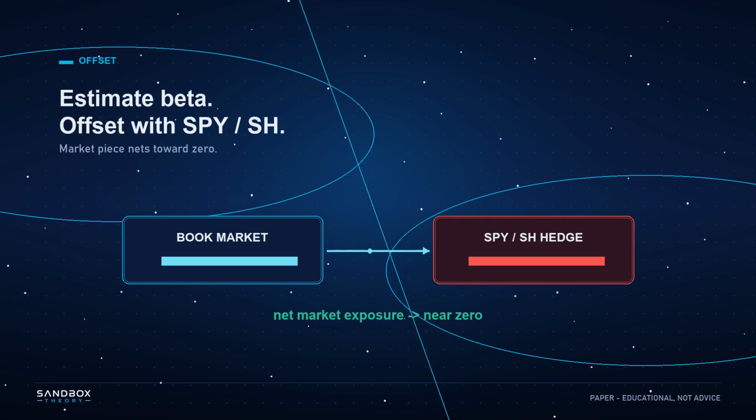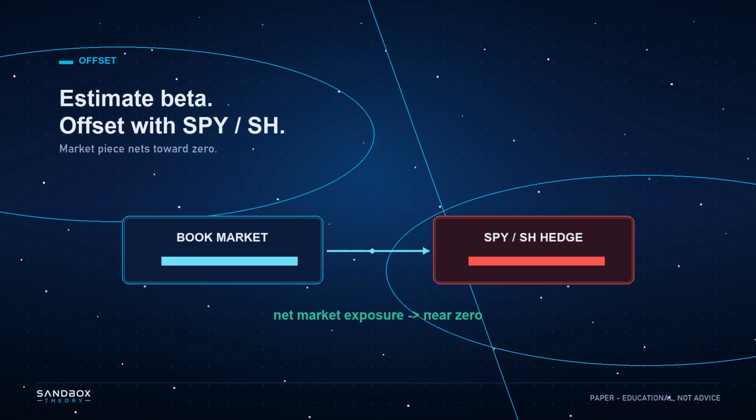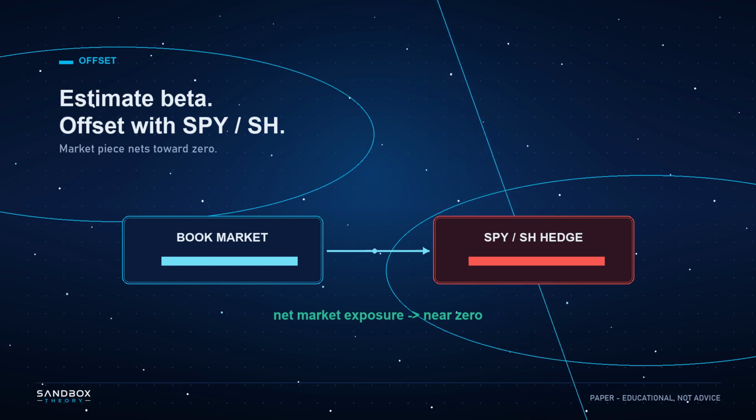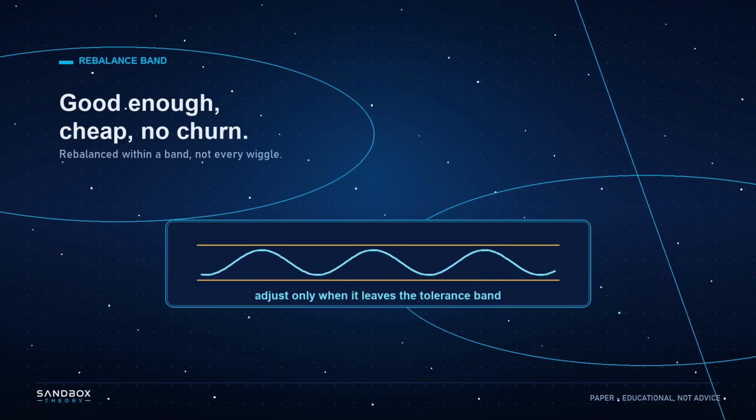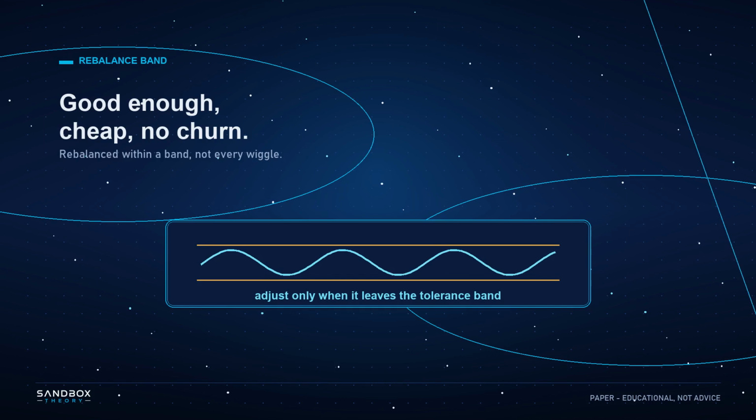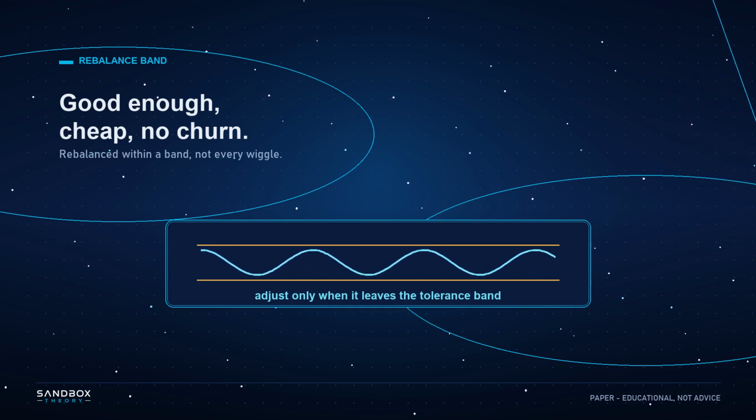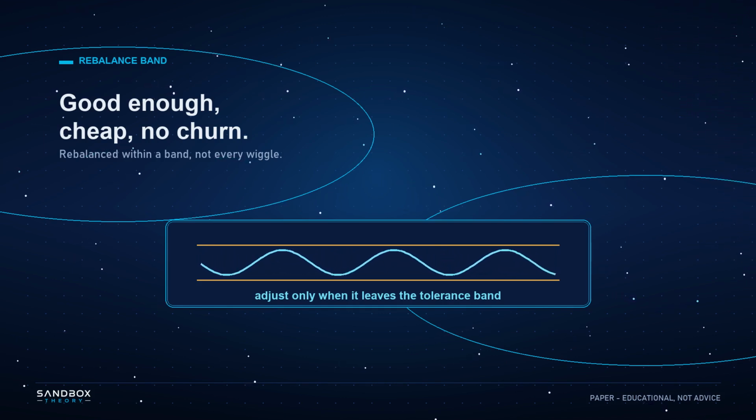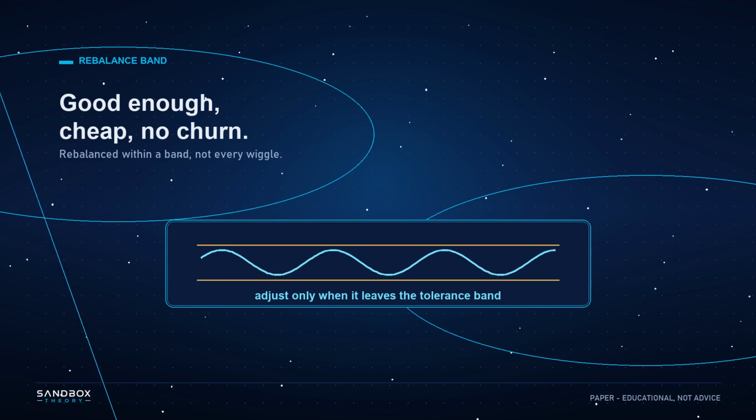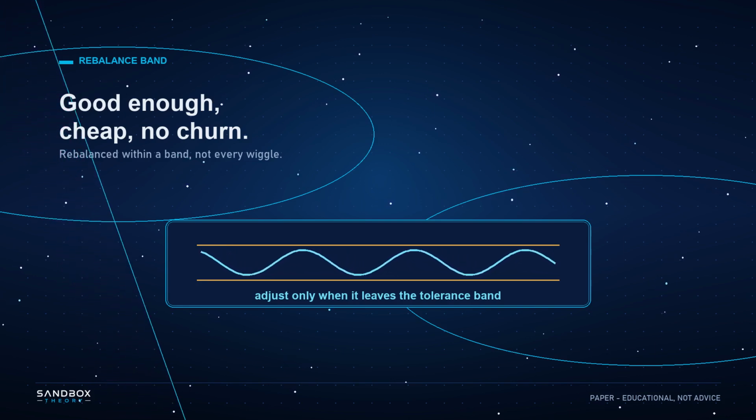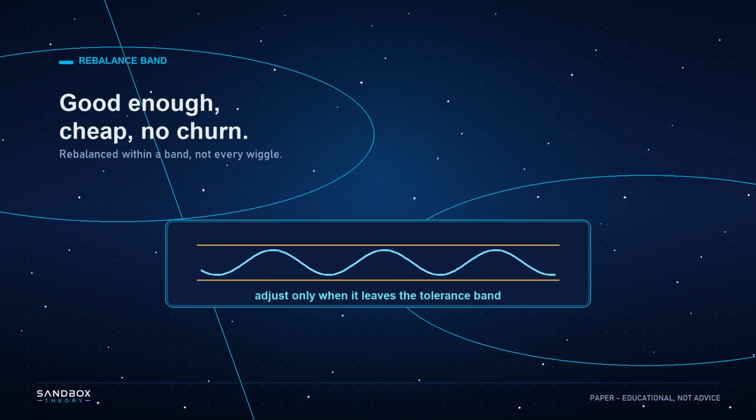Two details that make it practical. First, it's sized from the book's estimated beta. The overlay reads the book and picks its own size. I don't type in a number. Second, it rebalances within a band. I don't re-hedge every tiny wiggle, because trading costs money and precision I can't actually measure. I let the net exposure drift inside a tolerance band, and only adjust when it leaves the band. Good enough, cheap, and it doesn't churn.